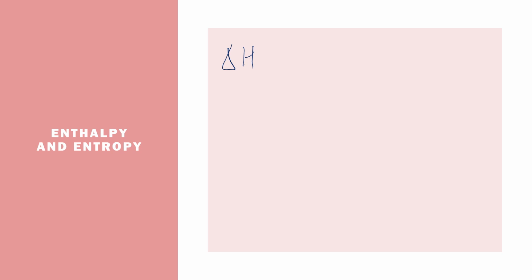So if delta H is positive, it's an endothermic process. And if delta H is negative, that is an exothermic process. Don't forget that breaking bonds is endothermic and forming bonds is exothermic.